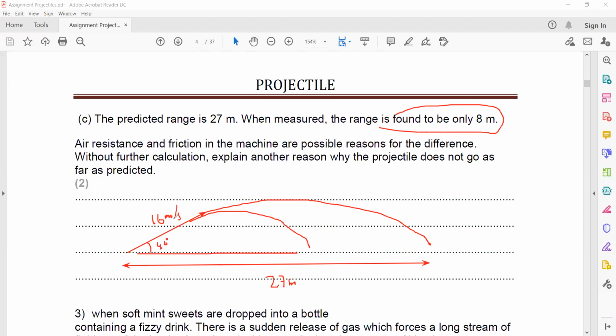What is the reason? Air resistance and friction of the machine are possible reasons. Definitely if air resistance is acting, the horizontal component decreases, so the range will also decrease. Without further calculation, explain another reason why a projectile does not go as far as predicted. Like why it does not travel the same 27 meter, why it is traveling less. So what could be a reason?